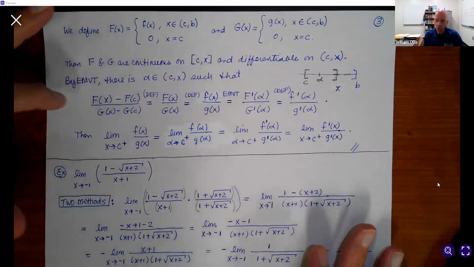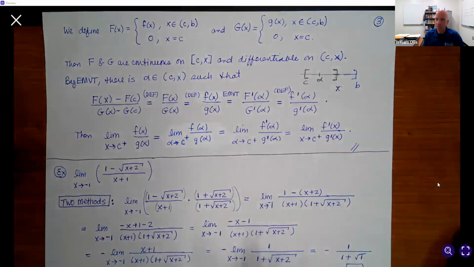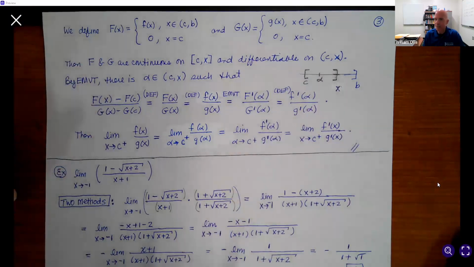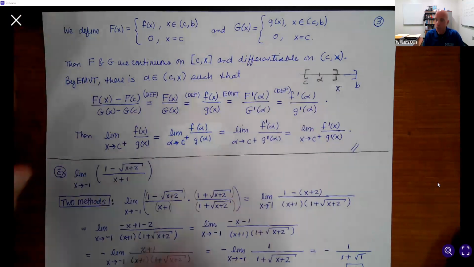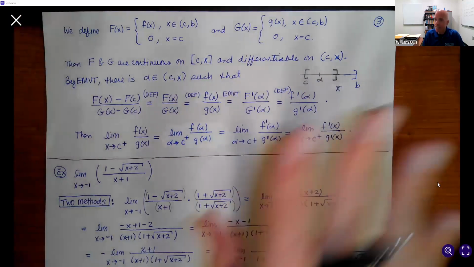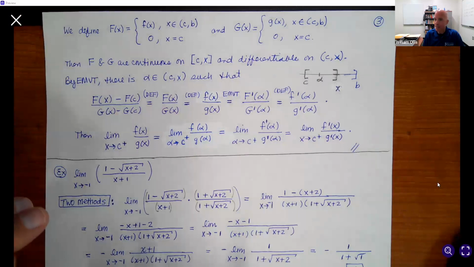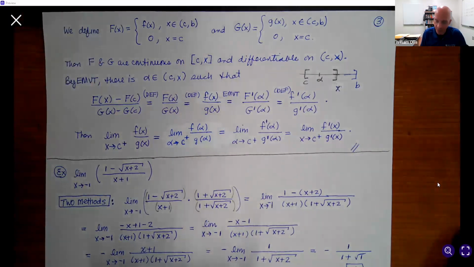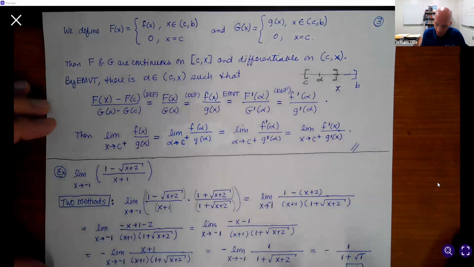But I think what I want you to do is look at this and understand this method in its simplicity and also in its elegance. It's not simple, but what I tried to do is write this in a way so that it's easy to see when we apply the extended mean value theorem. So that's a very nice result and a very elegant argument.